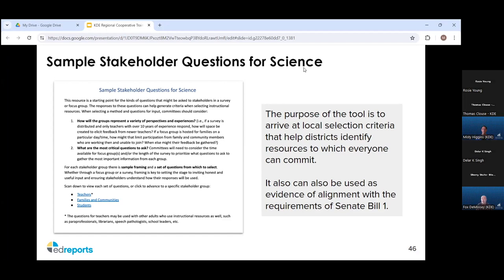So it may be helpful to know there are aspects of the stakeholder questions that are general in nature, and they'll be common across content areas and the guides as they're developed. And then there are aspects specific to each content area. So of course, we're thinking about science this morning.